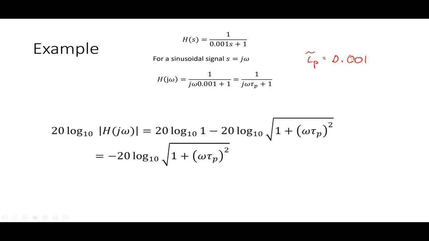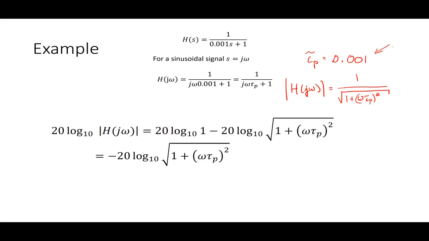So let's just keep in mind for ourselves, I'm looking at the magnitude of this thing. So the magnitude of H of j omega is the magnitude of the top, which in this case is 1, divided by the magnitude of the bottom. Because I have a complex number on the bottom, I have the real part squared, so 1, plus the imaginary part squared. So I'm going to keep it as omega tau p squared, where tau p is this 0.001.